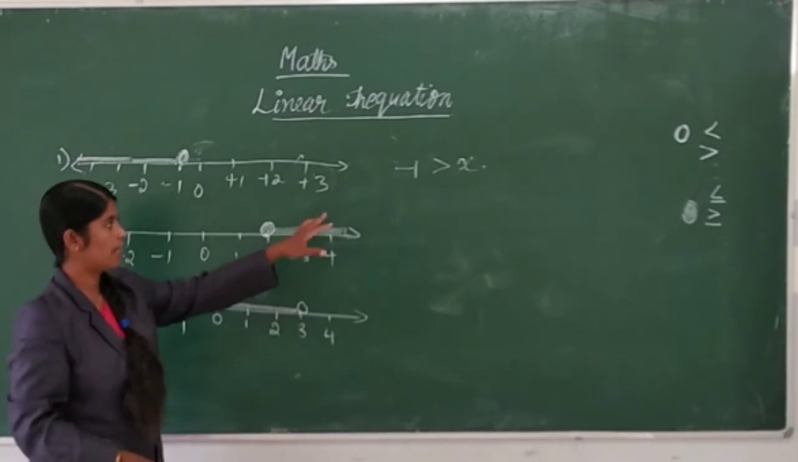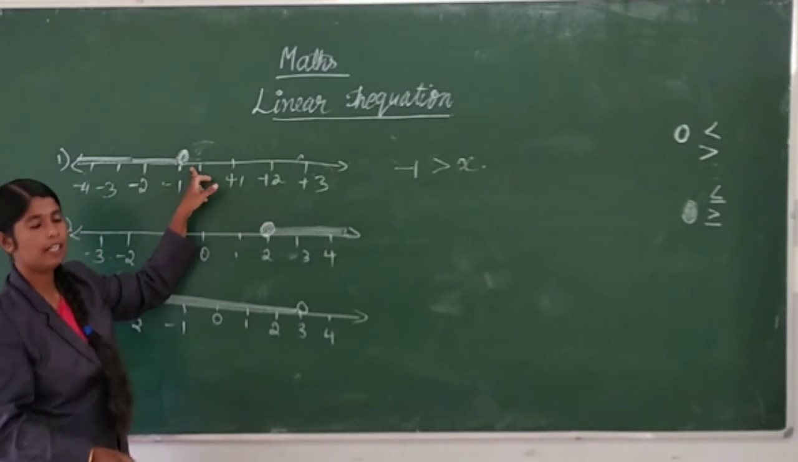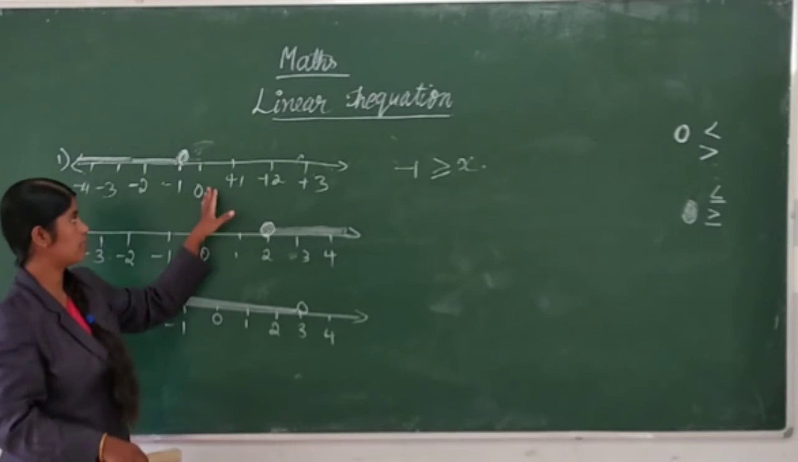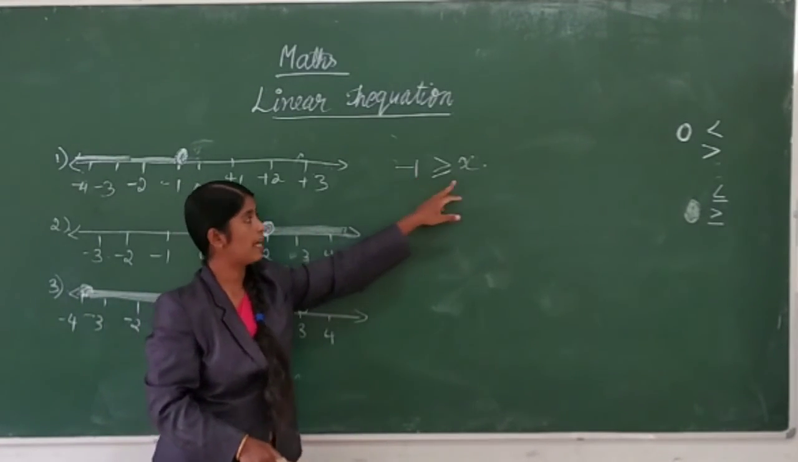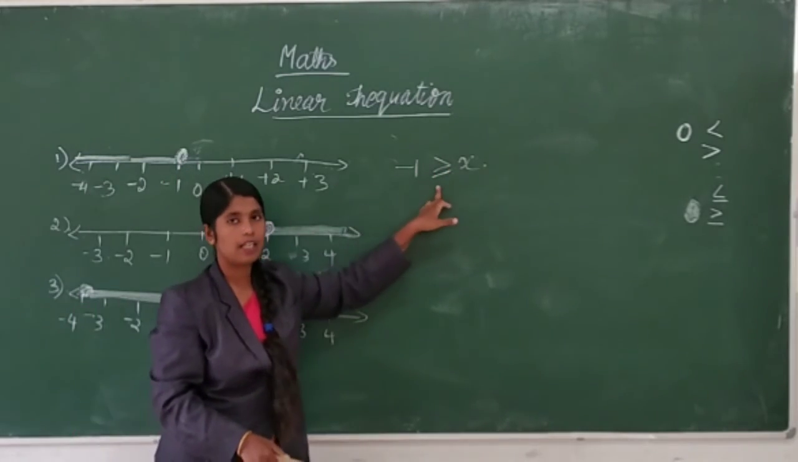Here, -1 less than x. Since it is dark shaded, we have to mark equal to. Hope you understand. x we have to write and -1 we have to write. The x value is less than, and since it is shaded, we have to write equal to.